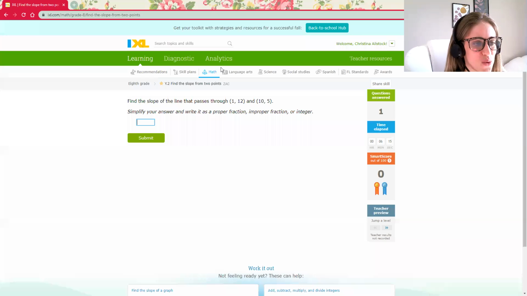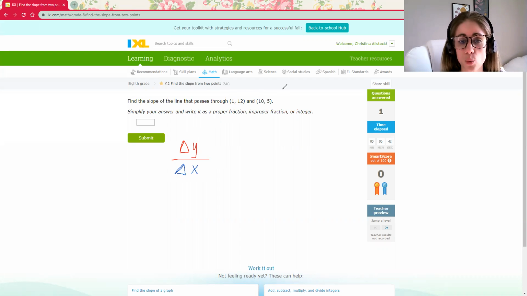All right, once again, we want to find the slope of the line that passes through these 2 points. I'm going to do it just like before, where I'm going to label my points, subtract, and then simplify. To find our slope, it is our change in y divided by our change in x. To find our change in y, we need to find the difference. We need to subtract our y values.